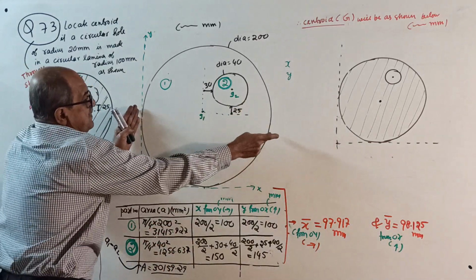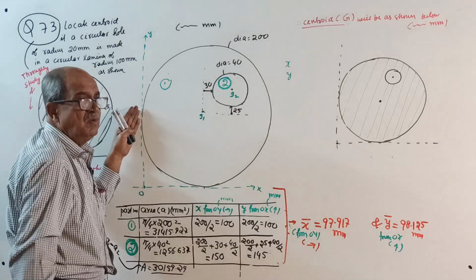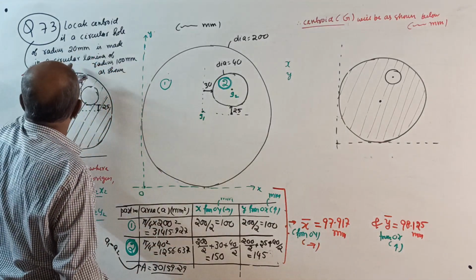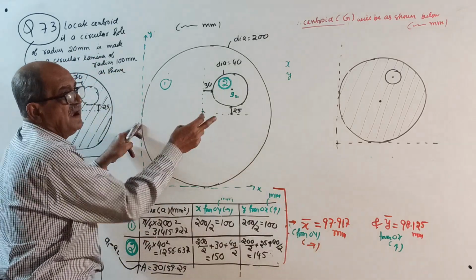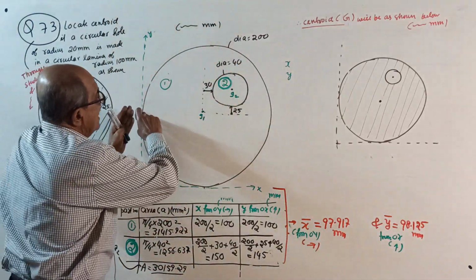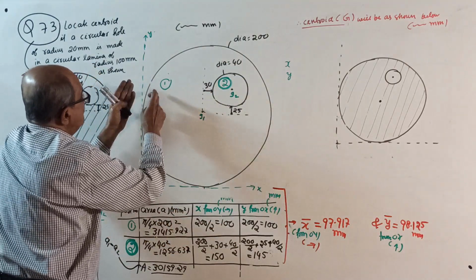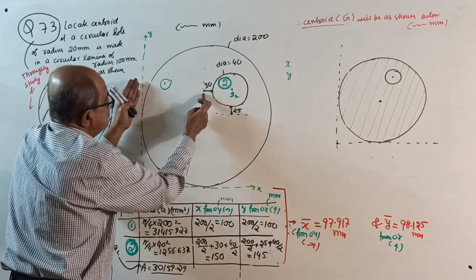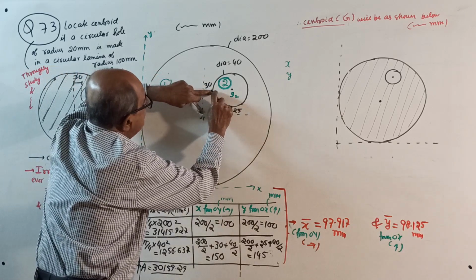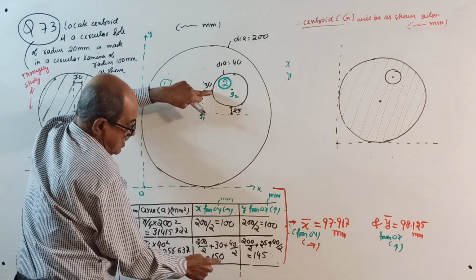X1: this is 200 diameter, so 200 by 2, 100. I always use diameter. Someone will say, sir, radius only is given, 100, so directly you can write 100. No problem, you can write it, but I always want diameter. So diameter 200, 200 by 2. Then X2: 200 by 2 from here to here, plus 30, plus half of 40, that is 150.